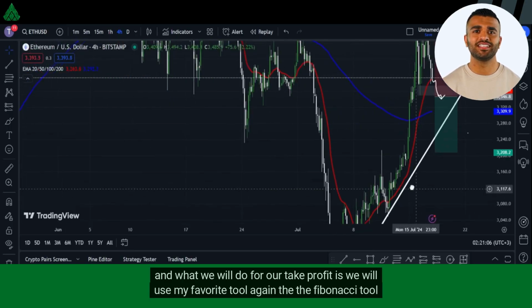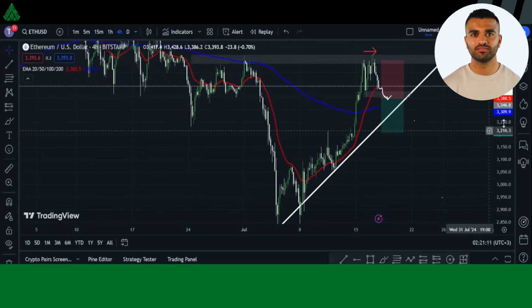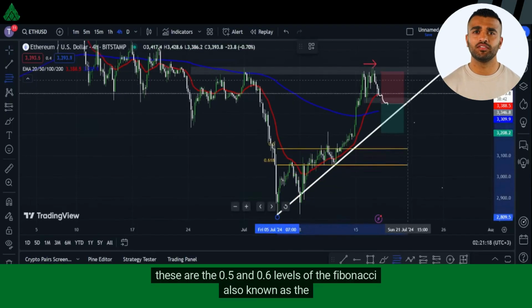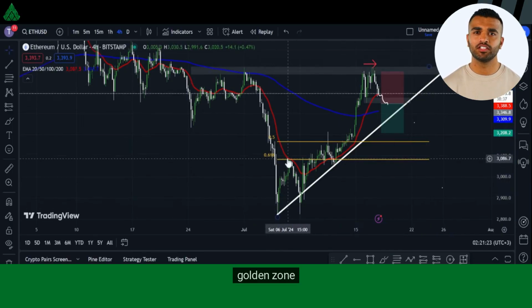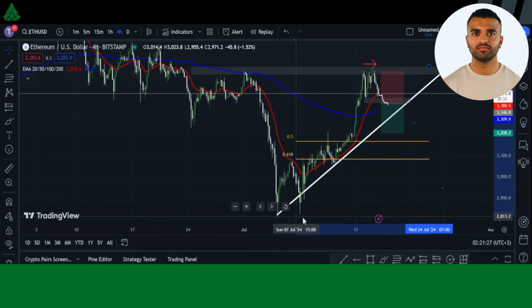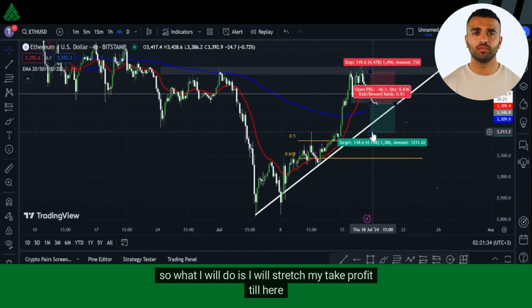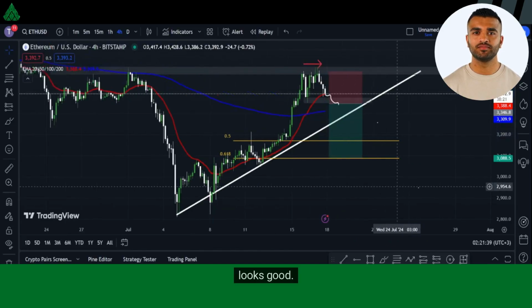And what we will do for our take profit is we will use my favorite tool, again, the Fibonacci tool. These are the 0.5 and 0.6 levels of the Fibonacci, also known as the golden zone. So what I will do is I will stretch my take profit till here. Looks good.